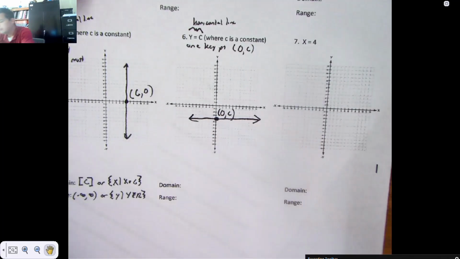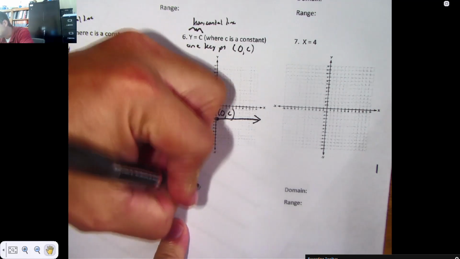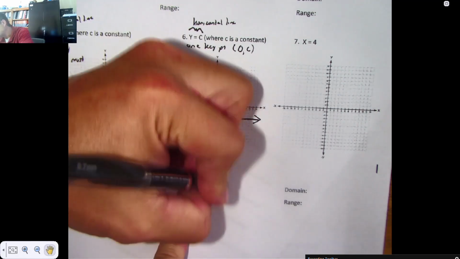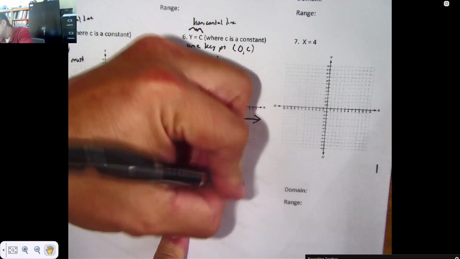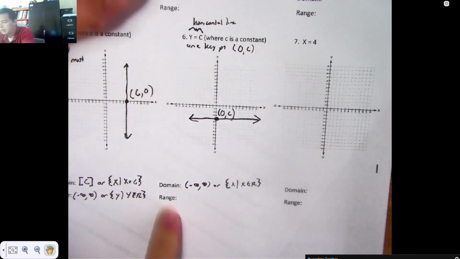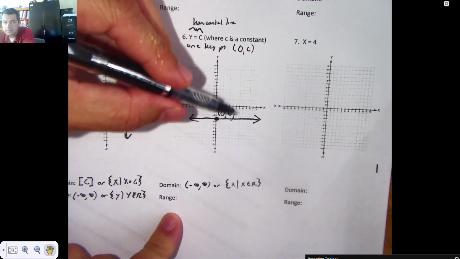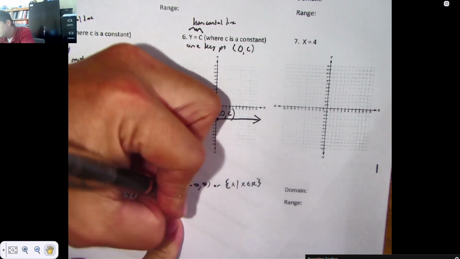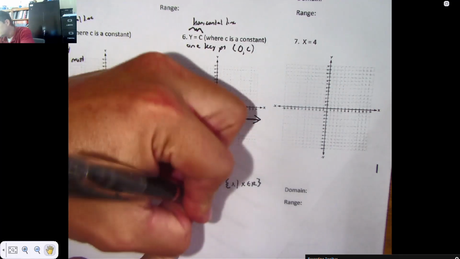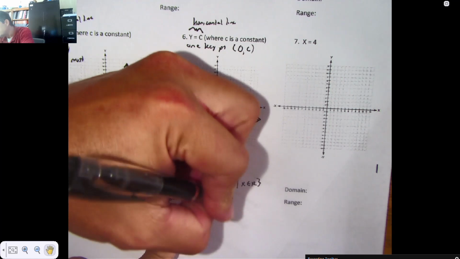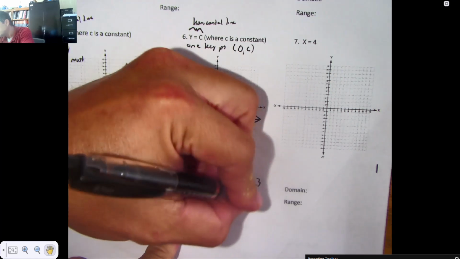To the horizontal line, this thing runs left and right forever, so its domain is negative infinity to infinity, or all values of x such that x is an element of the real. Its range is this one little constant, or values of y equals c.